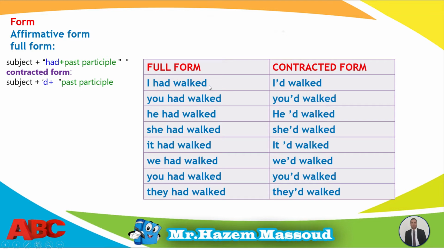I had walked, you had walked, he had walked, she had walked, it had walked, we had walked, you had walked, they had walked. And here in a contracted form, we change the word had with apostrophe D. I'd walked, you'd walked, he'd walked, she'd walked, it'd walked, we'd walked, you'd walked, they'd walked.